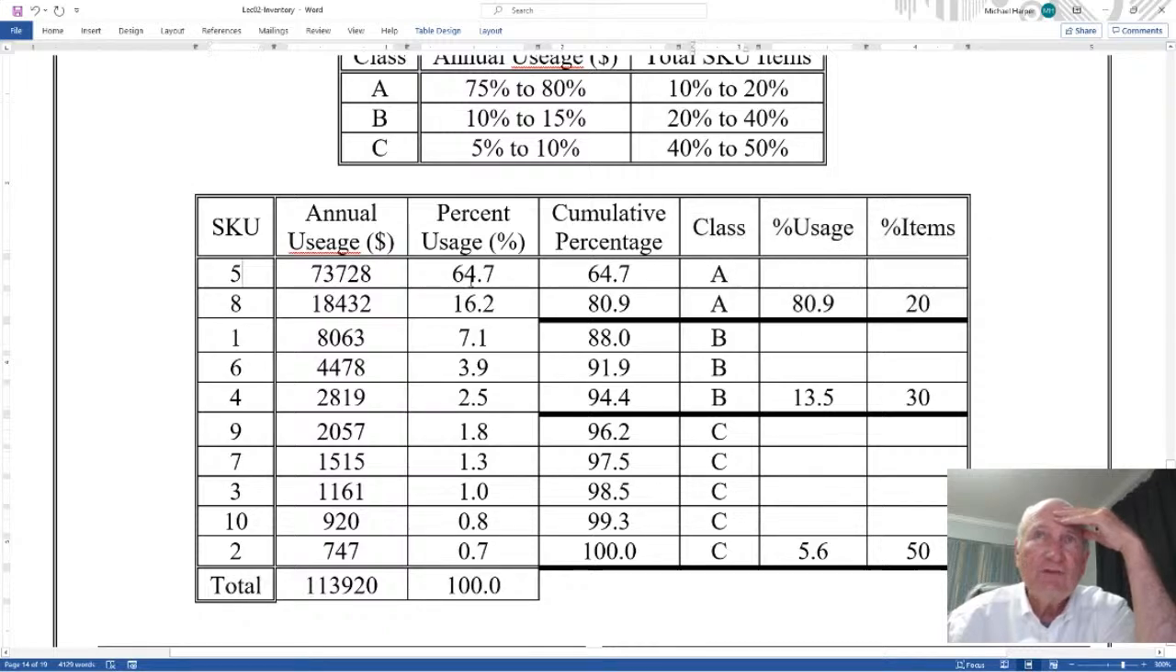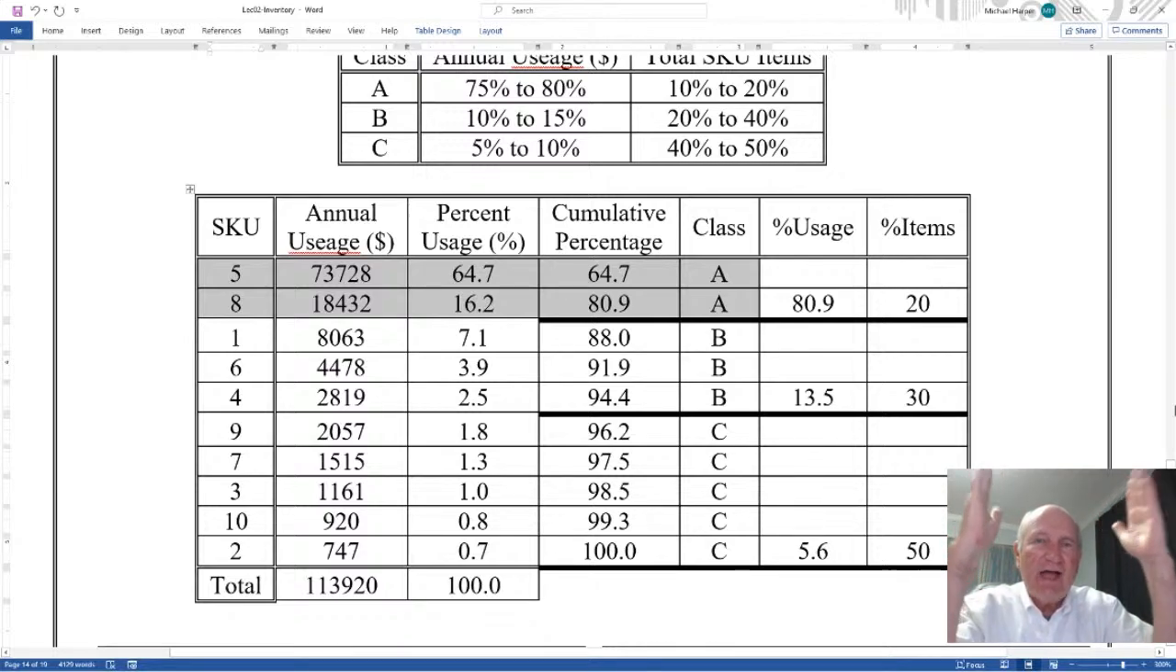I'm going to call those my Class A items because they make up over 80% of the dollar value of my inventory. Those A items, I'm going to put a lot of my effort into those items to monitor them, to manage them. I'm going to be analyzing them, maybe having contracts with my suppliers. So a lot of effort goes there.